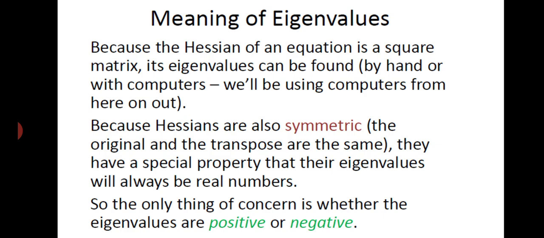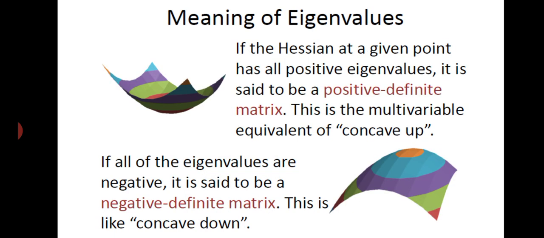Now, because the Hessian matrix is a symmetric matrix, as I already told you, the original and its transpose are the same. They have a special property that their eigenvalues will always be real numbers. So it is a very beautiful thing. The eigenvalues of the Hessian matrix are always real numbers, so the only concern is whether the eigenvalues are positive or negative. If positive or negative, then we can decide different things, right?